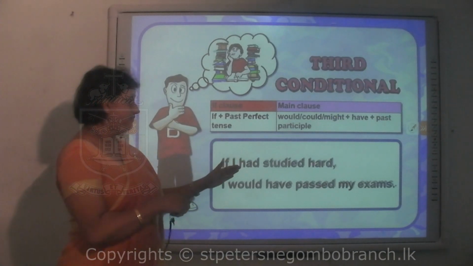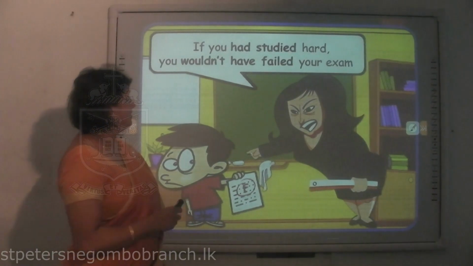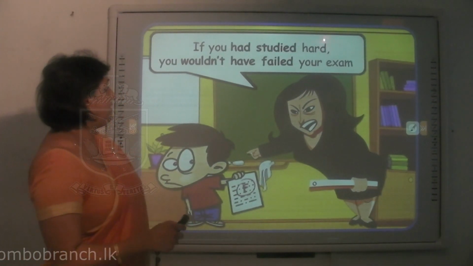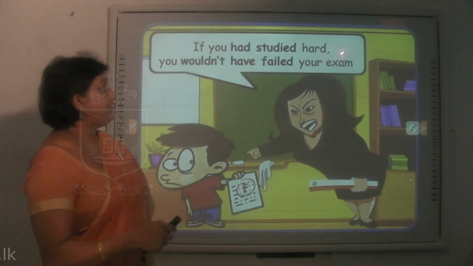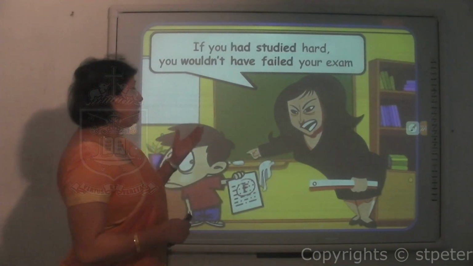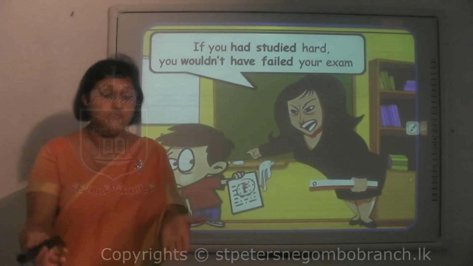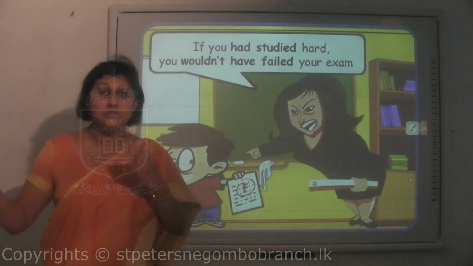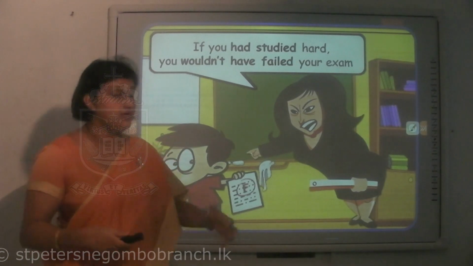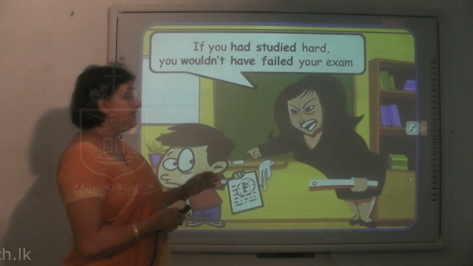So now here, in the third conditional, if you had studied hard, you wouldn't have failed your exam. The mother says, if you had studied hard, you wouldn't have failed. Now you have failed the exam. Why? Because you had not studied. So that is an impossible situation, and this impossible situation is based on this third conditional.